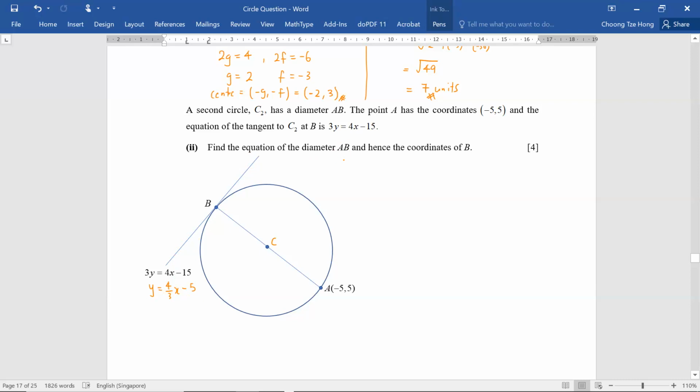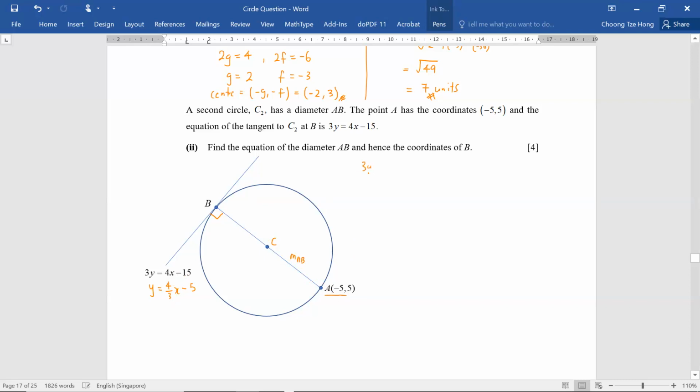All right, so there's a special relationship between the diameter and this tangent. If you guess correctly, yes, we are applying the property: tangent perpendicular to radius, or tangent perpendicular to diameter. So they are perpendicular. Because to find the equation of diameter AB, I need to know two things. I need to know the coordinates of one point, which I already know, and I need to know the gradient of AB. If I can find the gradient of AB, then I can find the equation. So how then do we find the gradient of AB? So yeah, we are using this one.